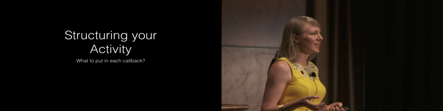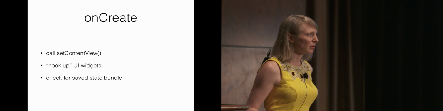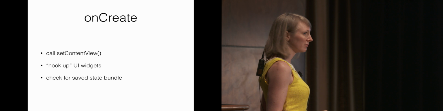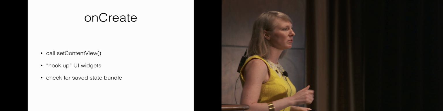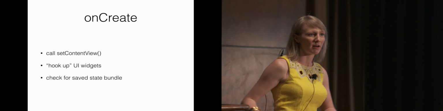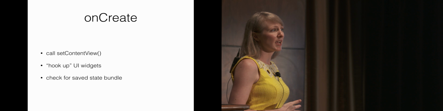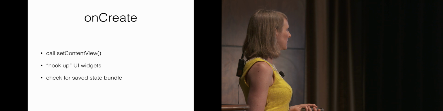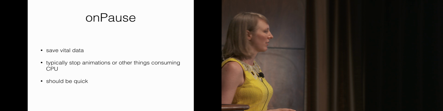In reality, it's not that simple, right? There are some guidelines and there are definitely things people do in practice. So in onCreate, you're almost always going to set content view to some XML layout resource. You're going to do what I call hookup UI widgets. So you're going to get references to buttons and set on-click listeners and things like that. And you should be checking for saved state if that's relevant for your app, if your user has a state that they're expecting to still be there. On pause, often this is a place people will tell you need to save your vital data, right?